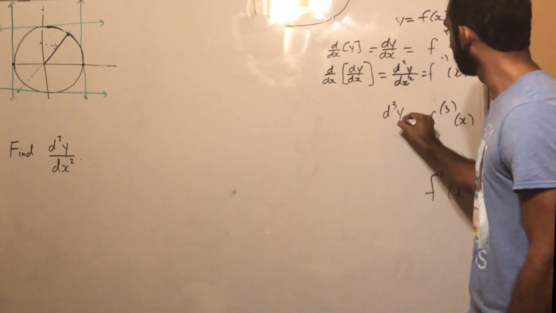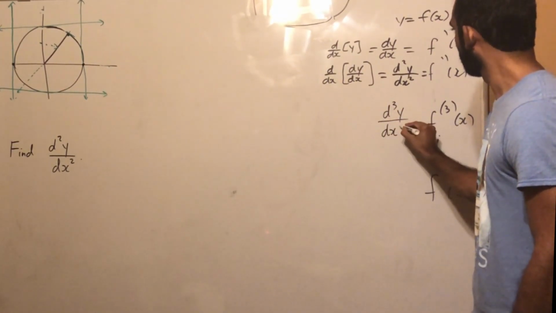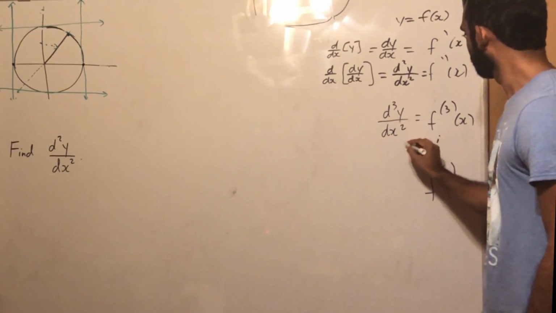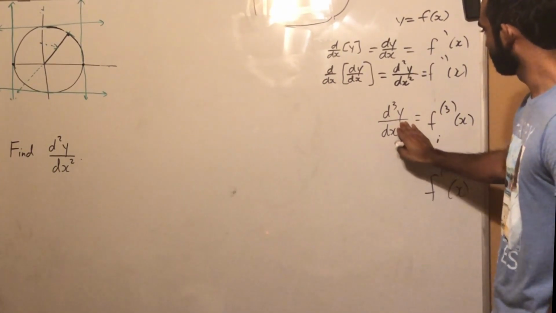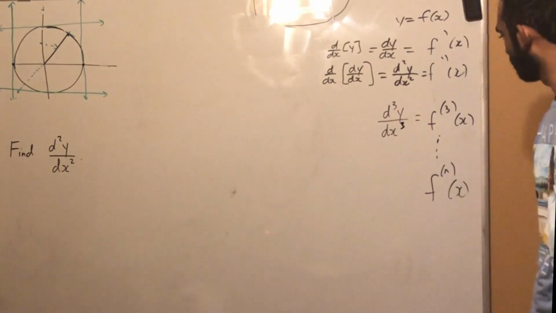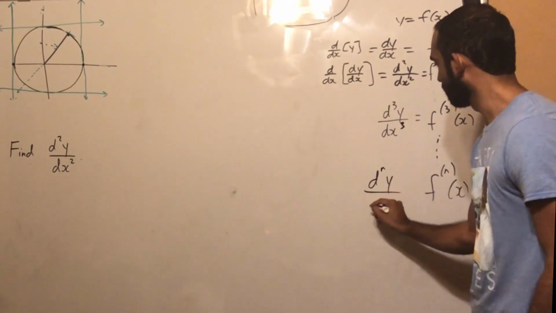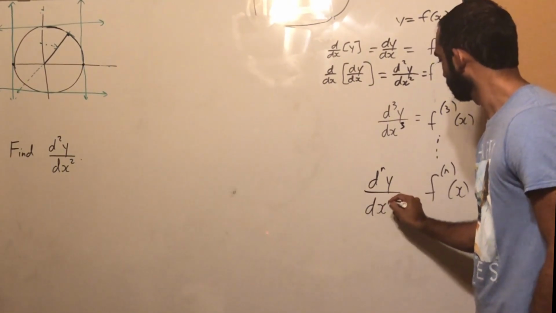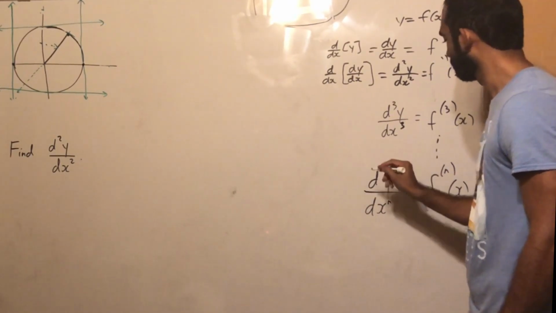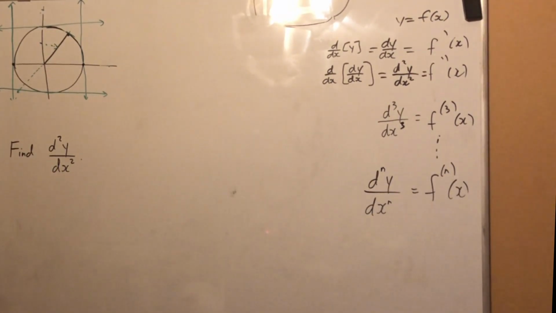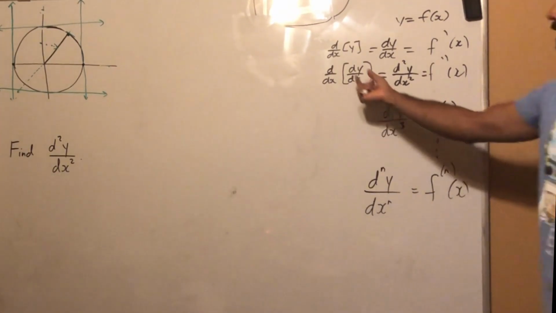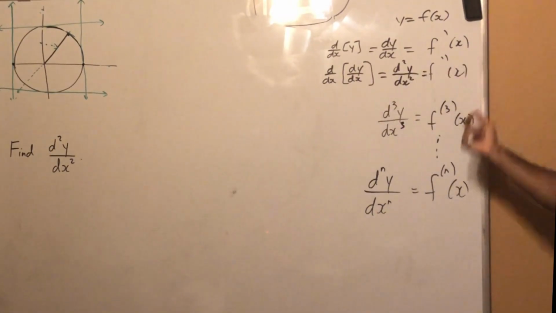In Leibnizian notation, it's the third derivative. It's supposed to be a 3 on that x, right? Oh yes, good catch. 3 on that x. And going all the way down, the nth derivative is written like so. Cool? Good. And it all follows from operator notation and distributed across.